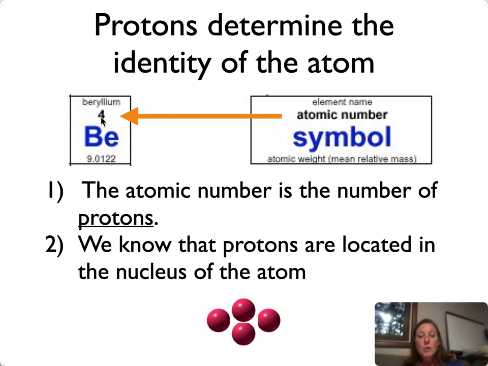If we have 4 protons, we have beryllium. If we add a proton to the atom, then we've created another element. If we take a proton away, again, another element. So if it has 4 protons, it is always going to be beryllium. So the atomic number is the same as the number of protons. That means that we know that we have 4 protons, and we know that the protons are in the nucleus of the atom. So I've got 4 protons here kind of clustered together.